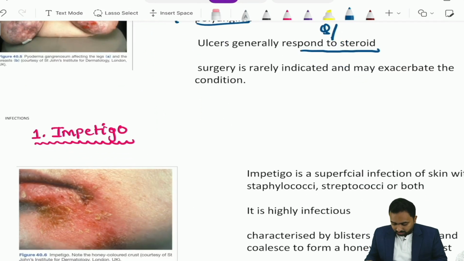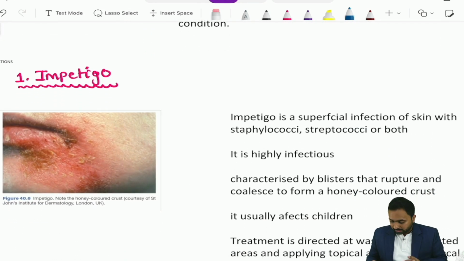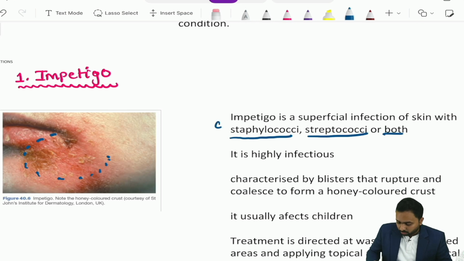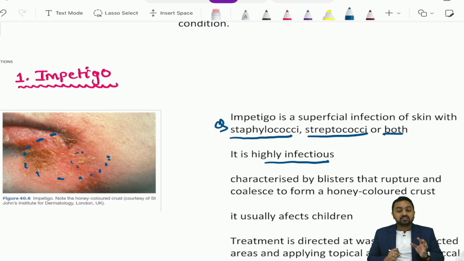So first we have impetigo. So what is impetigo? You can see over here it is a superficial infection of the skin which is usually caused by staphylococci, streptococci or both, and it is highly infectious. There are characteristic blisters that coalesce to form a honey colored crust. You can see over here the honey colored crust formation.